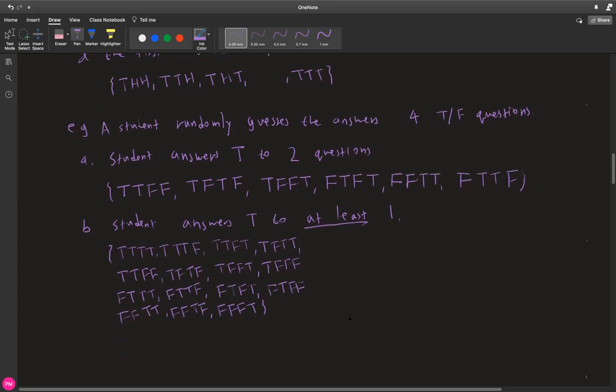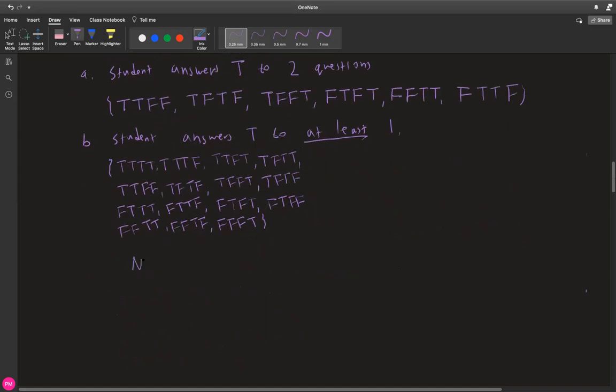Yes, there are 15. The reason why there are 15 is because n is 15: the sample size for the whole event is 16, meaning that there could be 16 different outcomes from this event.